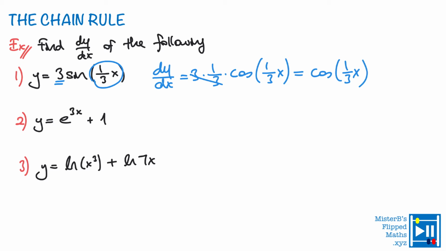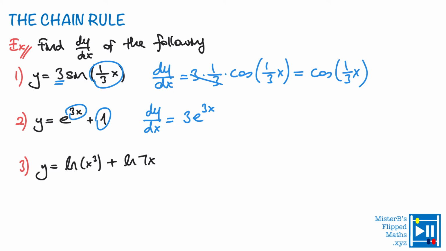For the second one, well, we know that the derivative of e to the power of x is e to the power of x. That is not going to change, but of course I have to take the derivative of this function here. So it's going to be 3 times e to the power of 3x, and derivative of 1 is 0, so I don't need to write this down.